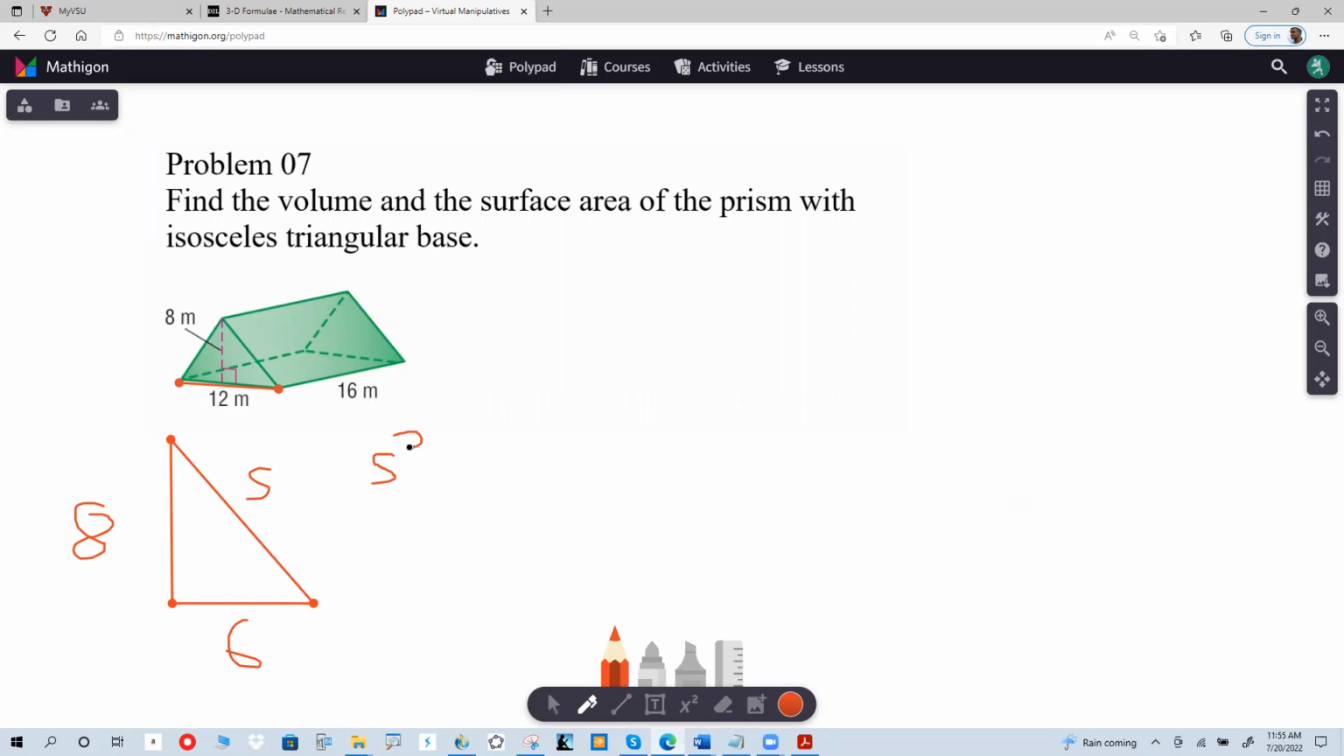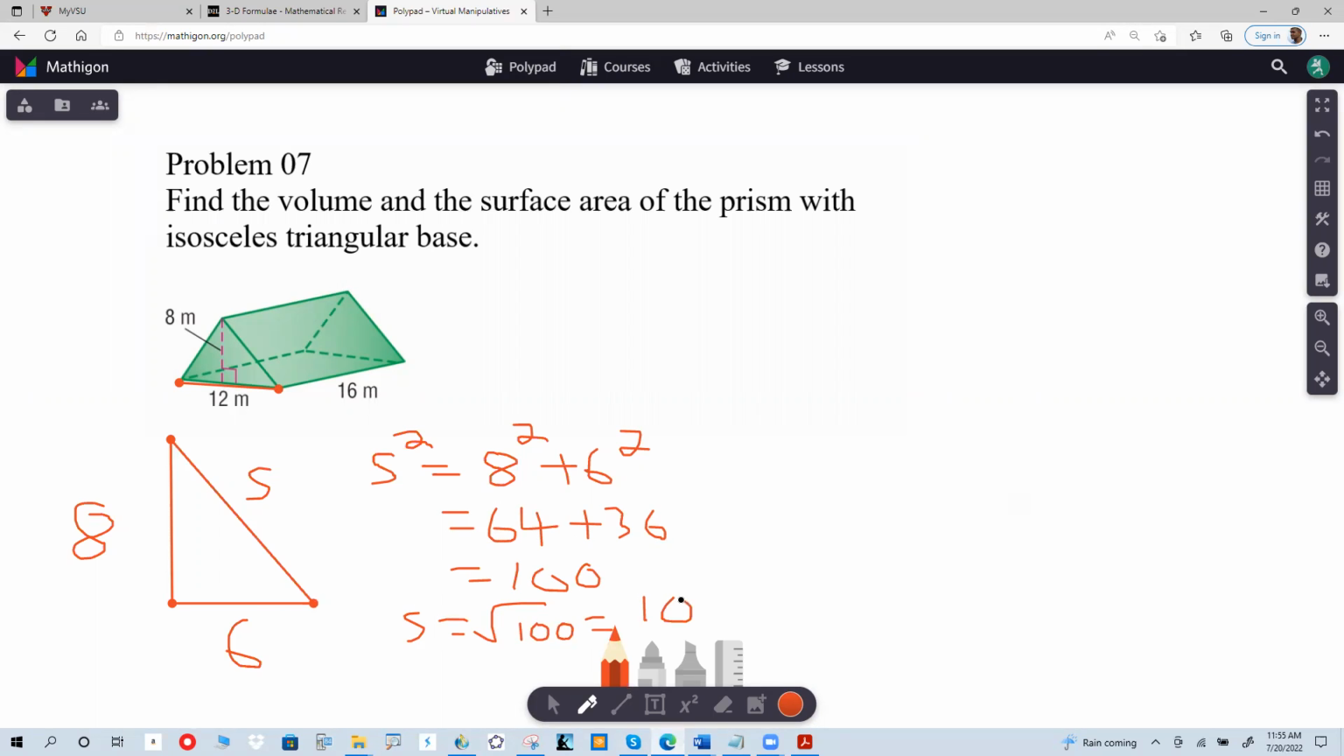S squared is equal to, by the Pythagorean theorem, 64 plus 36, and that is 100. So S is the square root of 100, and we only care about the positive value, 10. So this side is not given to you, but we just calculated it, and it is 10.